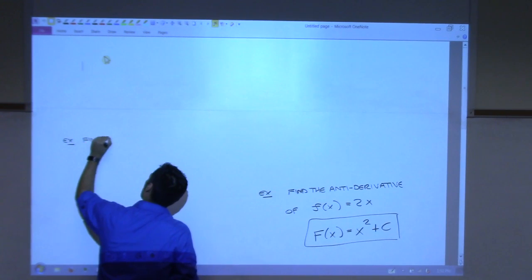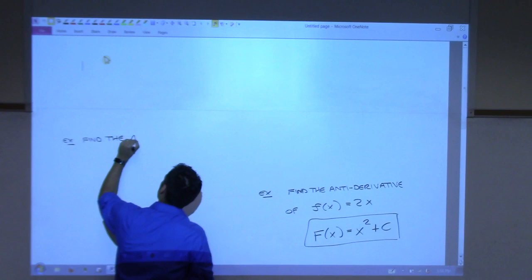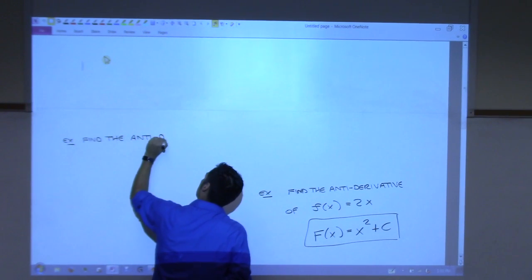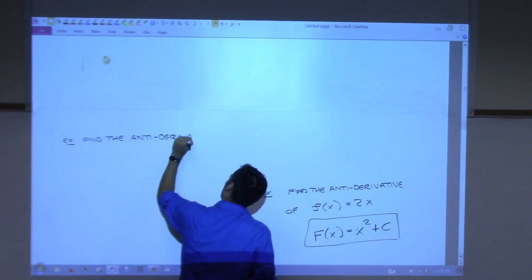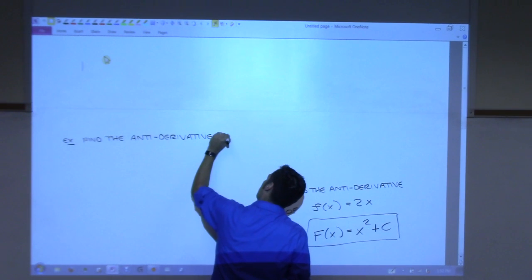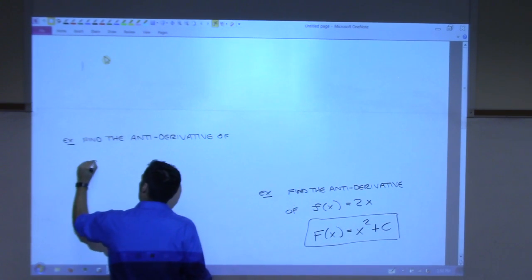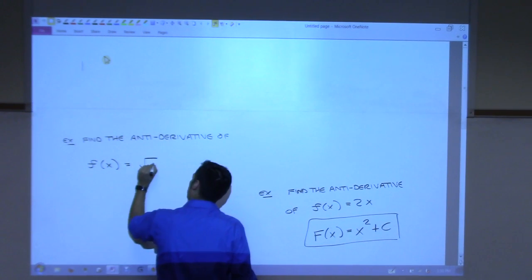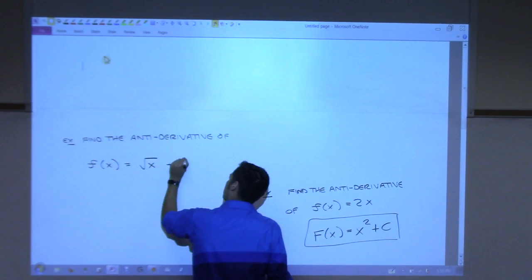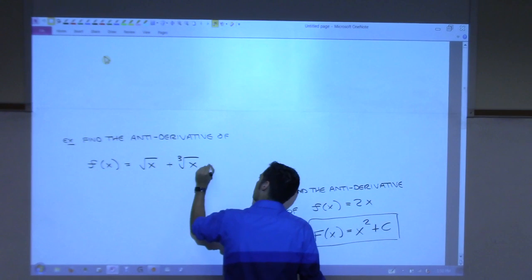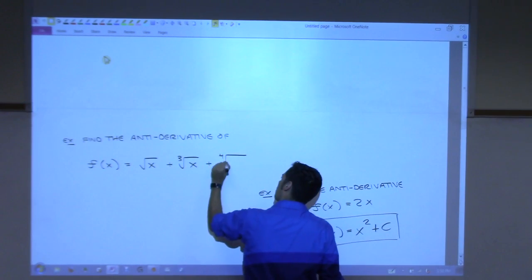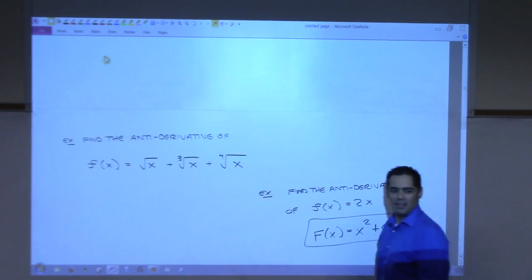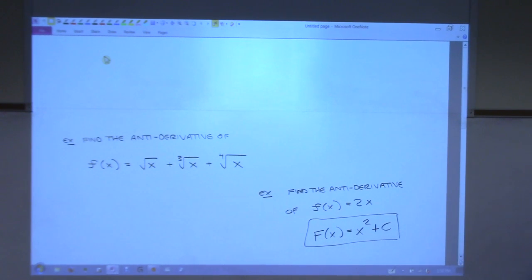Find the antiderivative of f of x equals the square root of x plus the cube root of x plus the fourth root of x. Ooh, okay. Now we're going to start trying to freak you out a little bit here.